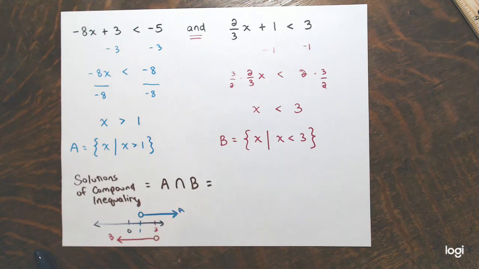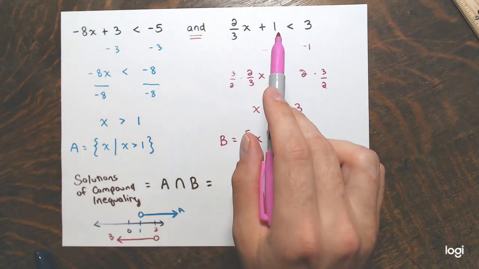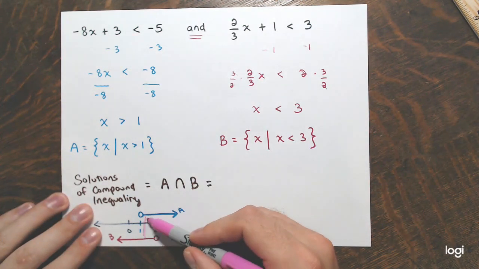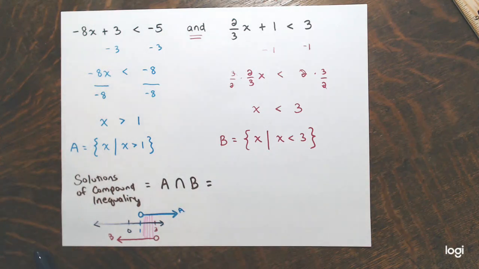All right, and we're looking for the intersection, right? The overlap. What numbers make both this inequality and this inequality true at the same time? And hopefully you can see it's these numbers here, just the numbers in between 1 and 3, right? To the right of 3, those belong to A but not to B. To the left of 1, those belong to B but not to A. 1 itself, 1 doesn't belong to A, so it won't belong to the intersection. Same thing for 3. 3 does not belong to B, so it won't belong to the intersection.